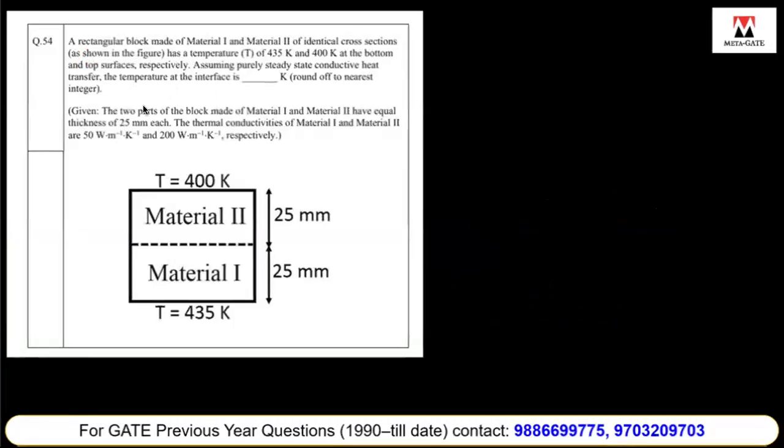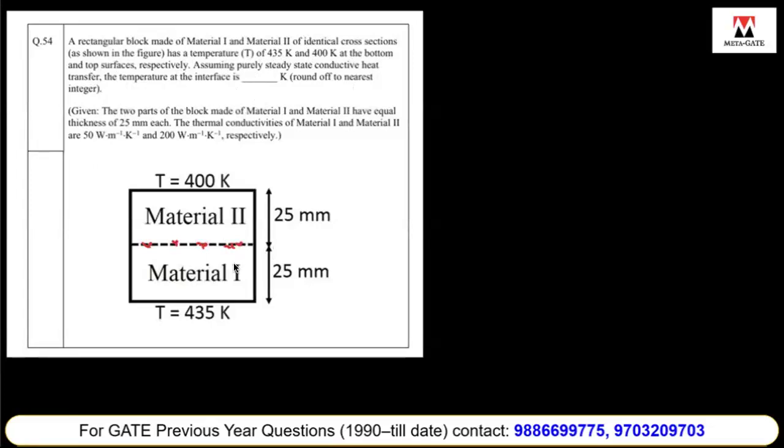The rectangular block made of material 1 and material 2 has identical cross-section. The temperatures are 435 and 400 at the bottom and top surfaces respectively. Assuming purely steady state conductive heat transfer, the temperature at the interface is what we need to find.